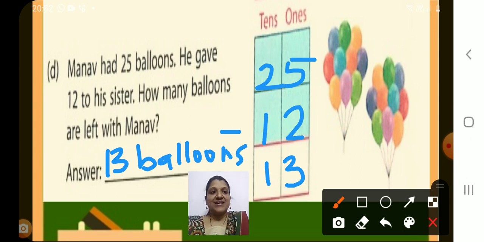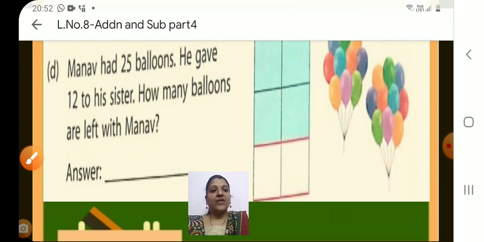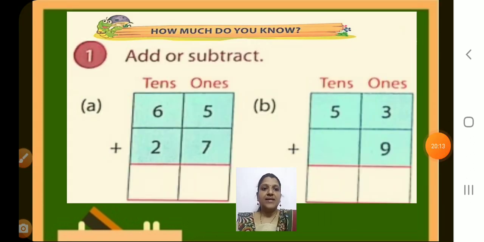Yes. Have you got this, children? Okay. Let us move ahead. Children, now we are seeing how much you know. Now we have completed this lesson, addition and subtraction by various methods. Now we will solve some more examples using the methods we have learned. So the first question is add or subtract.